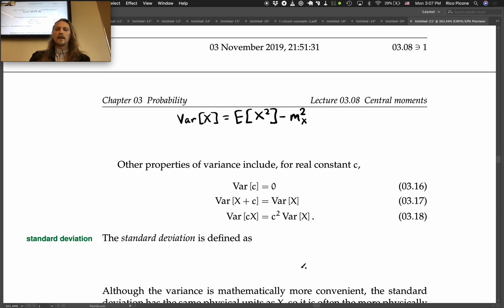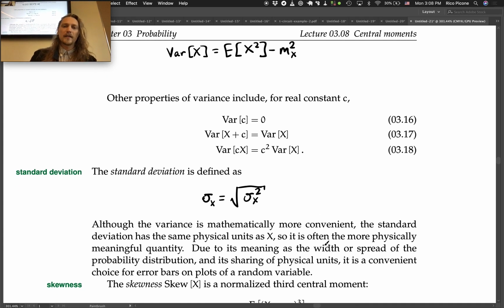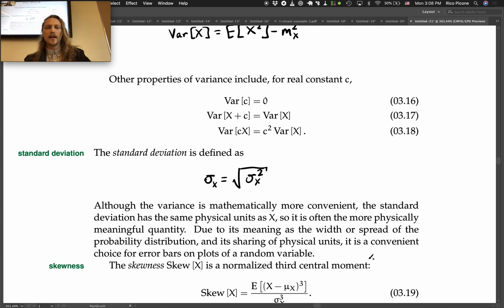The standard deviation is defined as being the square root of the variance, which, as we can see, works well with the notation for variance being sigma x squared. Although the variance is mathematically more convenient, the standard deviation has the same physical units as x. So, it is often the more physically meaningful quantity.